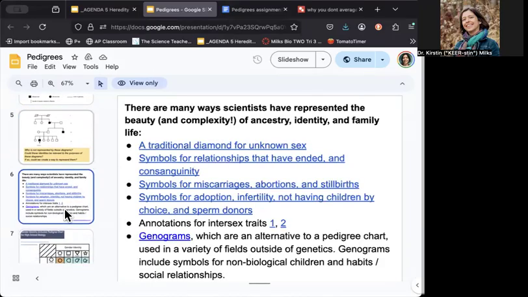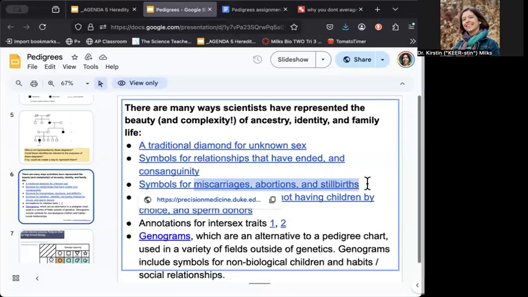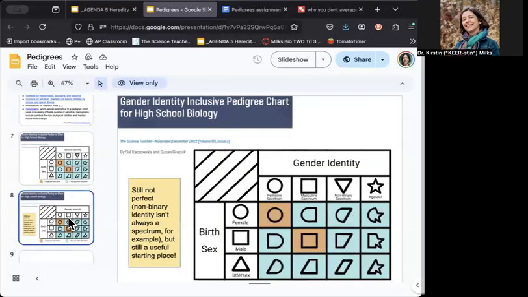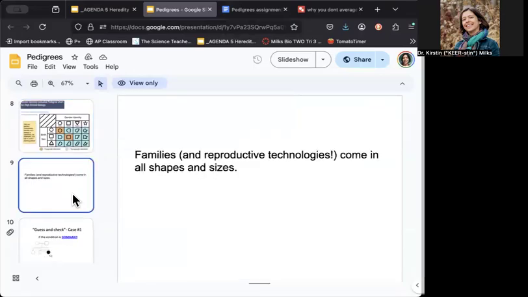We have a lot of different ways that scientists have represented the beauty and complexity of ancestry, identity, and family life. Lots of different things. People of unknown sex. I don't know if you know, but especially when people are receiving genetic counseling, these are particularly important to track, and we have special symbols for those. Just lots of interesting things to think about that diversity. This is something that was published in 2022 in the National Science Teachers Association professional journal. This idea that you begin to have students use some more of these symbols. This isn't perfect for the reason given here, but it's still a pretty good starting place. One more time, families and reproductive technologies come in all shapes and sizes.